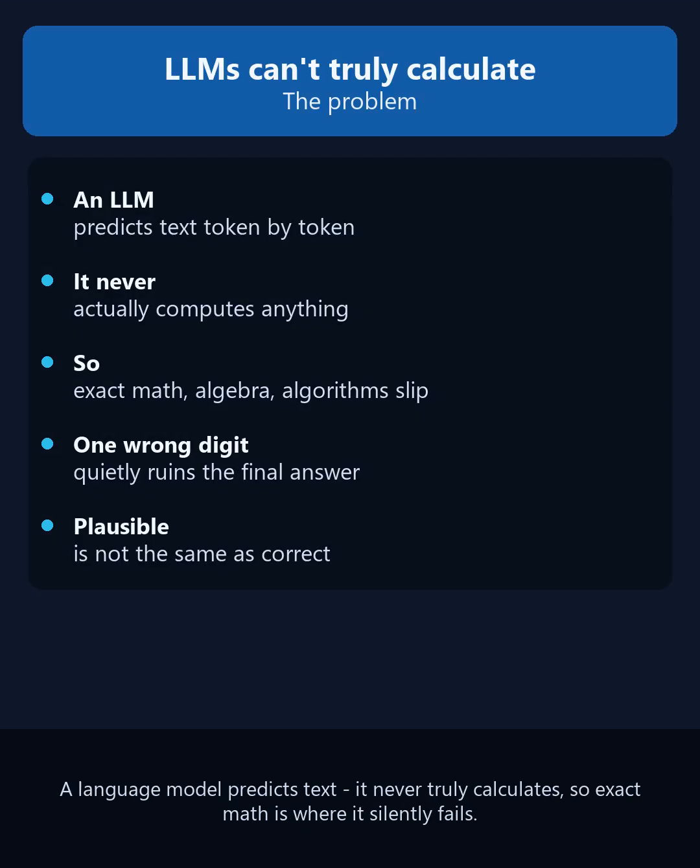Here is the pain. A language model predicts text one token at a time. It never truly calculates. So exact arithmetic, long division, symbolic algebra, and multi-step algorithms are exactly where it slips. Chain of thought helps it plan, but a single wrong digit halfway through quietly ruins the final answer. For math, finance, and data work, plausible sounding is not good enough. You need the answer to actually be correct.